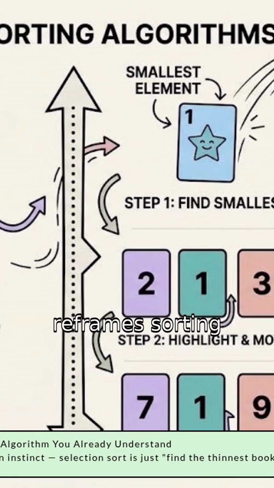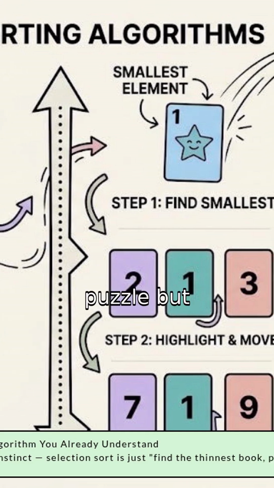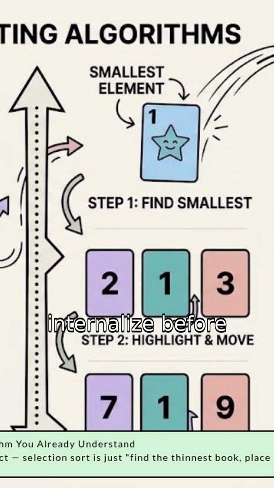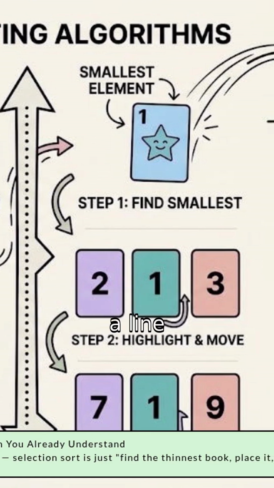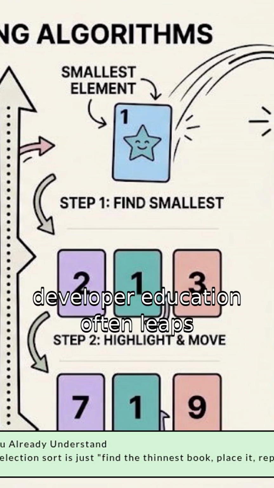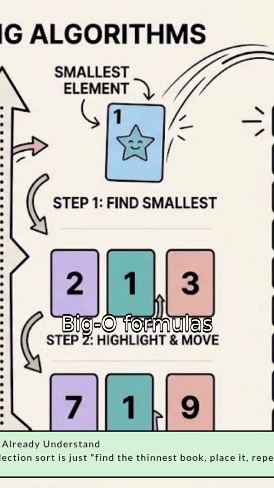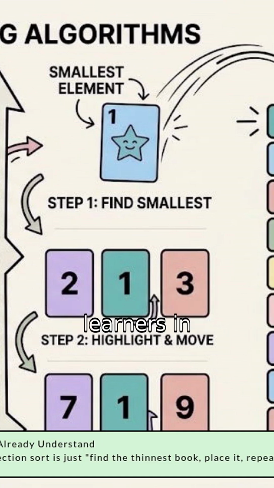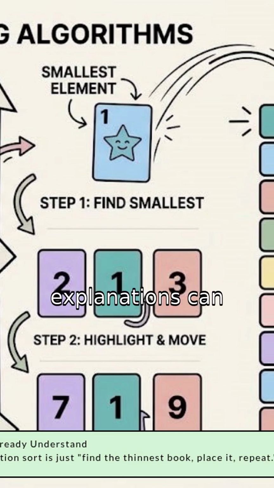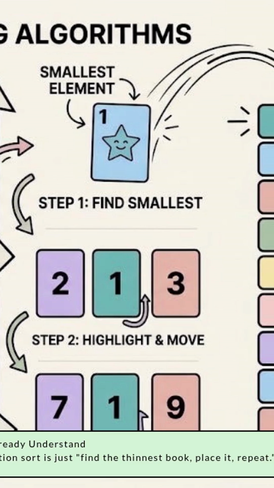This method reframes sorting not as a mathematical puzzle, but as a predictable, repeatable behavior that anyone can internalize before ever reading a line of code. The urgency lies in how modern developer education often leaps straight into big O formulas without grounding learners in the underlying logic, creating a barrier that visual explanations can dismantle.